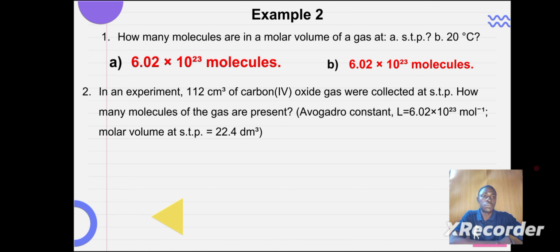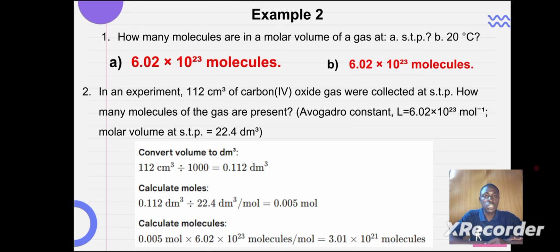Okay, let's move on. In the second question, we are told that in an experiment, 112 cm³ of carbon dioxide gas were collected at STP. How many molecules of the gas are present? Avogadro's constant was given, and the molar volume at STP was also given. So 112 cm³ of carbon dioxide were collected. How many molecules of the gas are present?